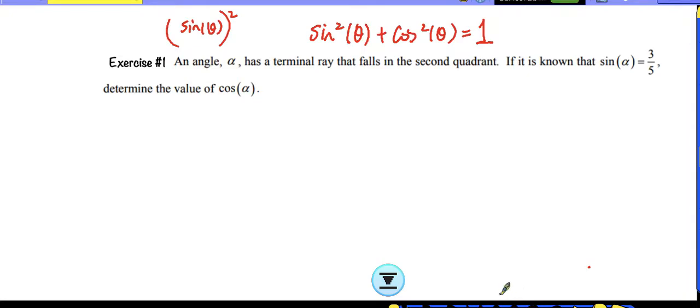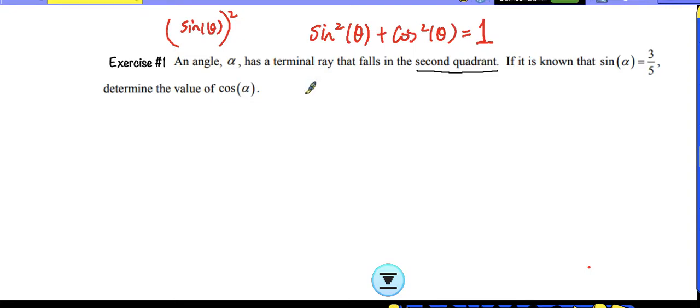The first example is we have an angle, also a Greek letter called alpha, that has a terminal ray that falls in the second quadrant. Okay, let's underline the key information. If we know sine alpha is 3 over 5, then we need to determine the value of cosine. So we know sine. How do we find out the cosine? We are going to use this one.